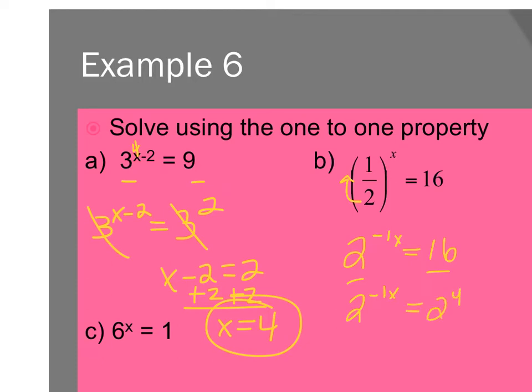Now that my bases are the same, what can I do? Cross them off. So negative x equals 4. So then what do I do? Divide by negative 1. Good. And x equals negative 4. Good.